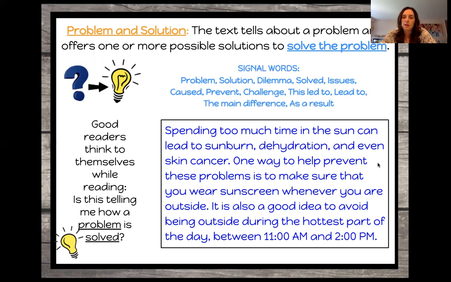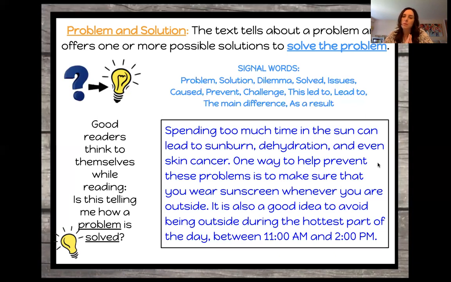Spending too much time in the sun can lead to sunburn, dehydration, and even skin cancer. One way to help prevent these problems is to make sure that you wear sunscreen whenever you're outside. It's also a good idea to avoid being outside during the hottest part of the day between 11 a.m. and 2 p.m.